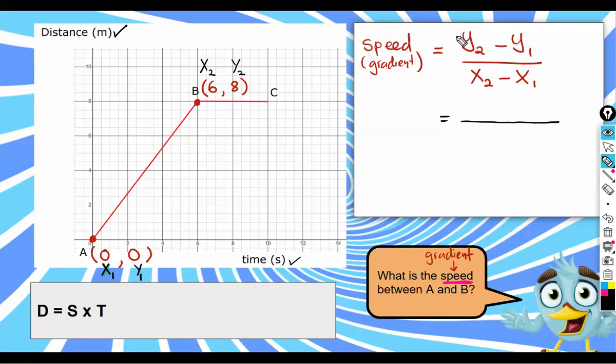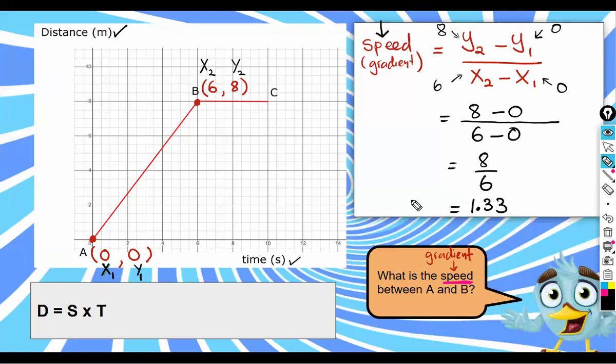Y2 is how much? Look at it. I'm going to put the arrows here. Y2 is 8 and Y1 is 0. X2 is 6 and X1 is 0. If you don't believe me, look to the left of the diagram. So you're going to get 8 minus 0 and 6 minus 0. So you're going to end up with 8 divided by 6, which is 1.3333333, right? You can put 1 and 1/3. I'm not going to fight about the decimals or fractions. But remember, we are measuring speed. Look back in your table.